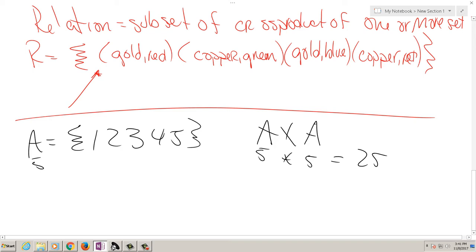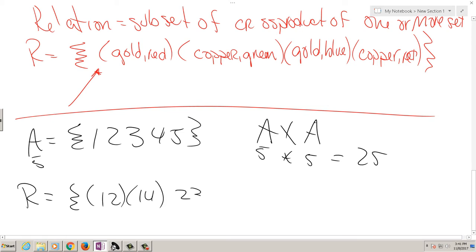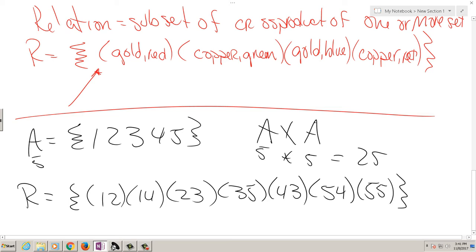And if a relation is just a subset of that, let me define a relation. Let's say that we have a relation that contains the ordered pairs (1, 2), (1, 4), (2, 3), (3, 5), (4, 3), (5, 4), and (5, 5). Let me make sure that I got all of those right. (1, 2), (1, 4), (2, 3), (3, 5), (4, 3), (5, 4), and (5, 5). Of course, these are ordered pairs, and so there would be commas between each one of the individual elements.